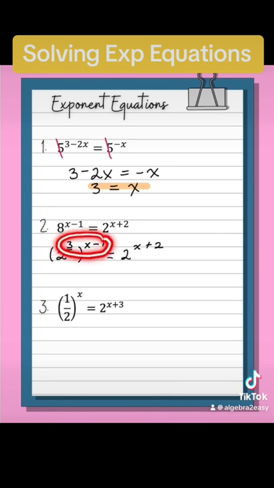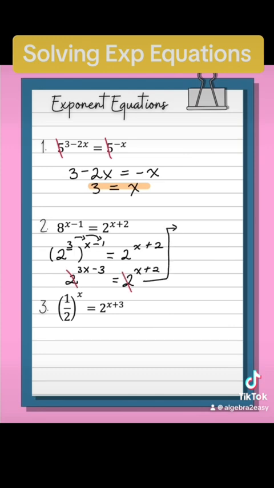We are going to take 3 to the power of x minus 1, which means you're going to multiply. That's a power to a power. So that becomes 2 to the 3x minus 3. You're going to distribute that 3 to everything. And that is equal to 2 to the x plus 2 power.